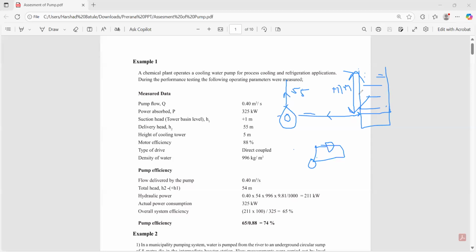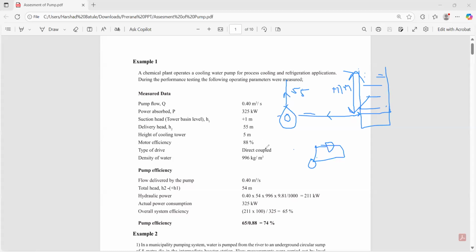If your water is pumped from below the eye line level, you need to account for that height. Or if you want to discharge it to the 10th floor of a building and it is not a closed loop, then the height is required. Here the height of the cooling tower is not required. So 5 meter is nuisance data in this question, and you need to ignore that part.